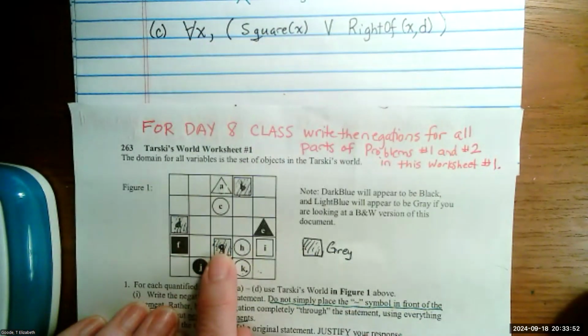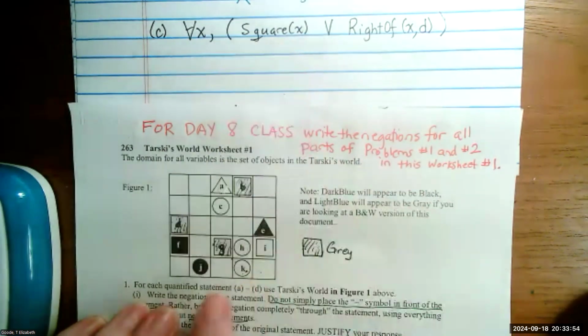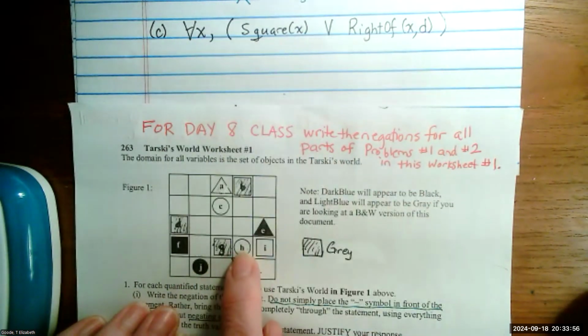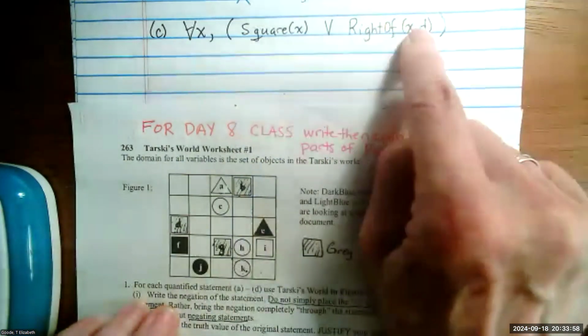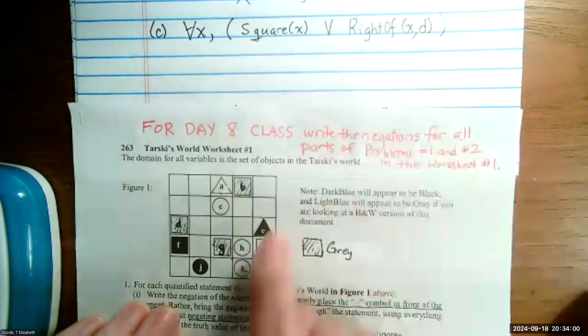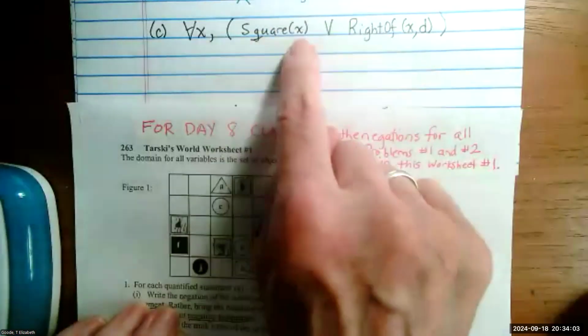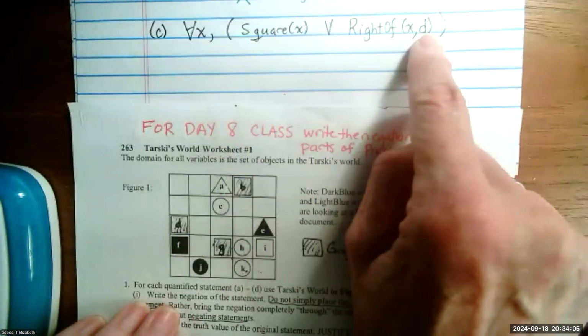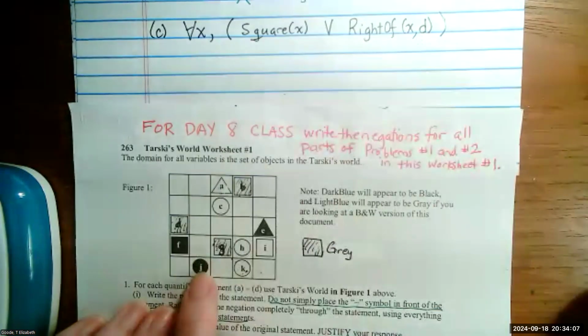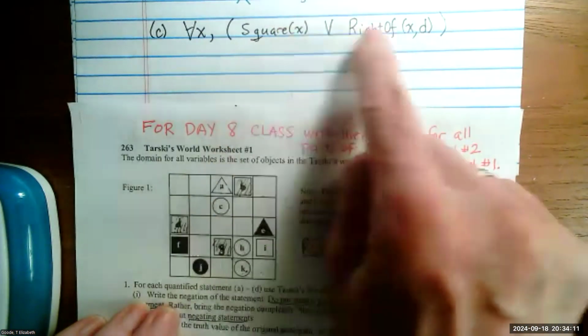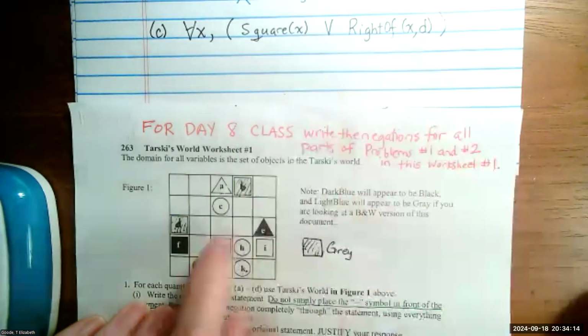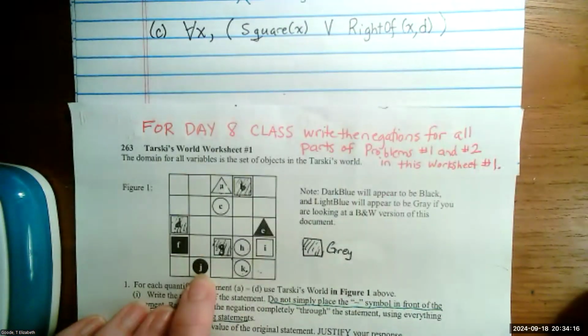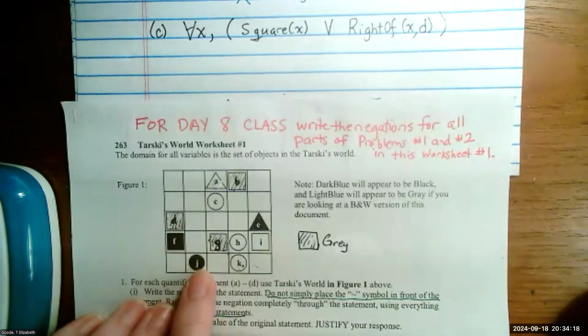It's true for X equals G because G is a square. In fact, it's true for X equals H because right of HD is true. It's going to be true for I because square I is true and right of ID is true. It's going to be true for J. J is not a square, but right of JD is true because J is to the right of D, excuse me. J is to the right of D. Have I been saying F? It's supposed to be D.